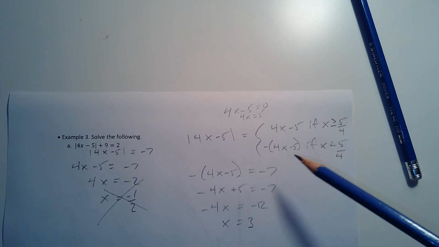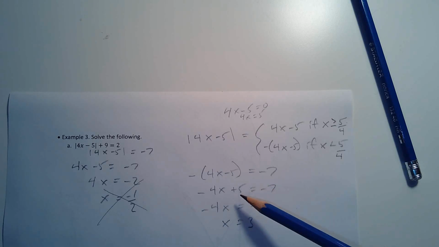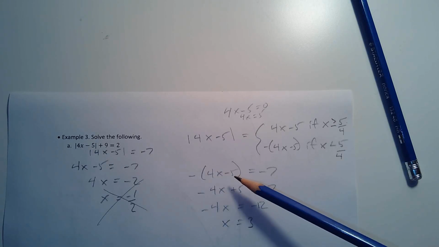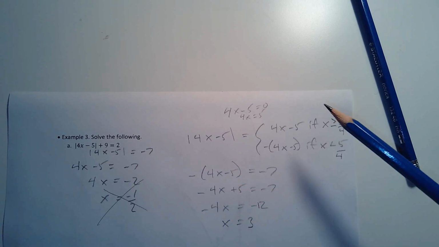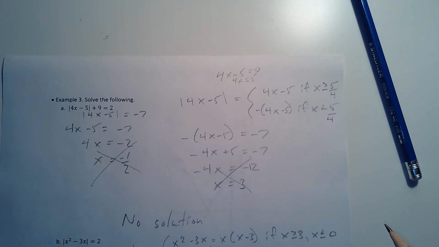Okay, and then the other one here, you've got the negative. Okay, so we put a negative there. So it's negative 4x plus 5, right? Because the negative multiplies the other negative. So this is going to give you x equal to 3. Is that less than 5 over 4? No. So your answer here is no solution.